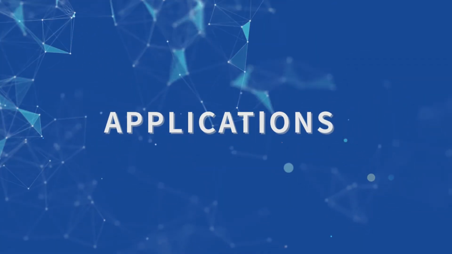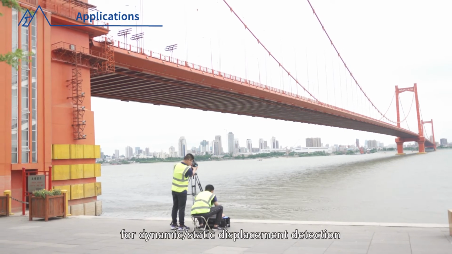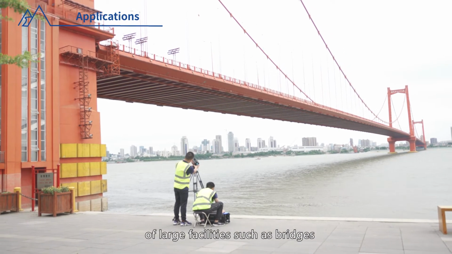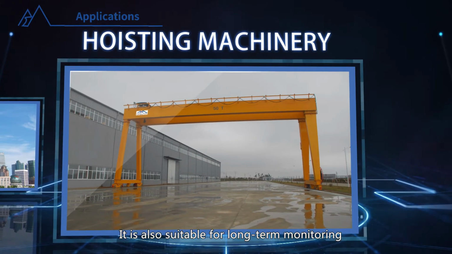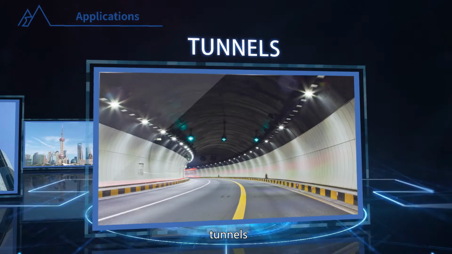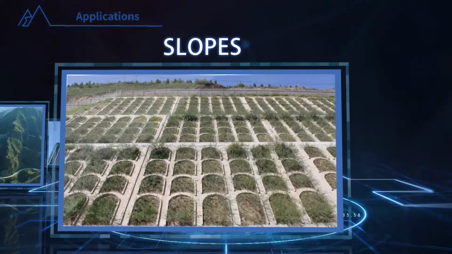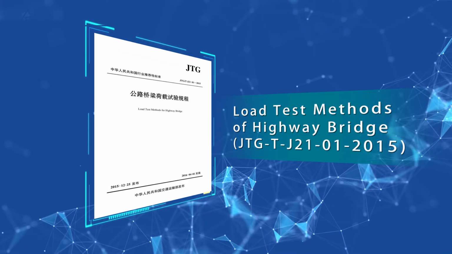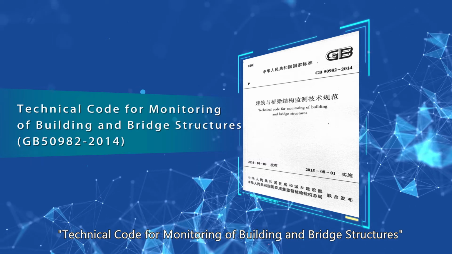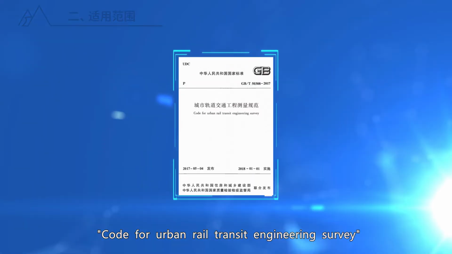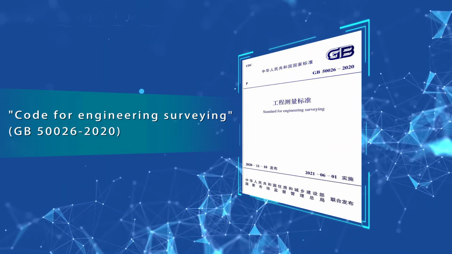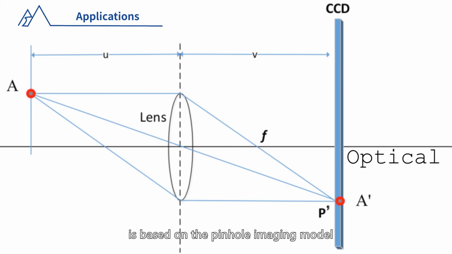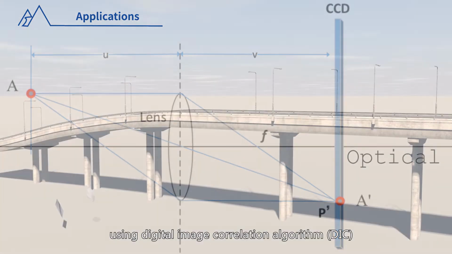2. Applications. This instrument is suitable for dynamic, static displacement detection of large facilities such as bridges, high towers, hoisting machinery, etc. It is also suitable for long-term monitoring of buildings, tunnels, dams, slopes, etc. Applicable standards: Load test methods of highway bridge. Technical code for monitoring of building and bridge structures. Code for urban rail transit engineering survey. Code for engineering surveying.